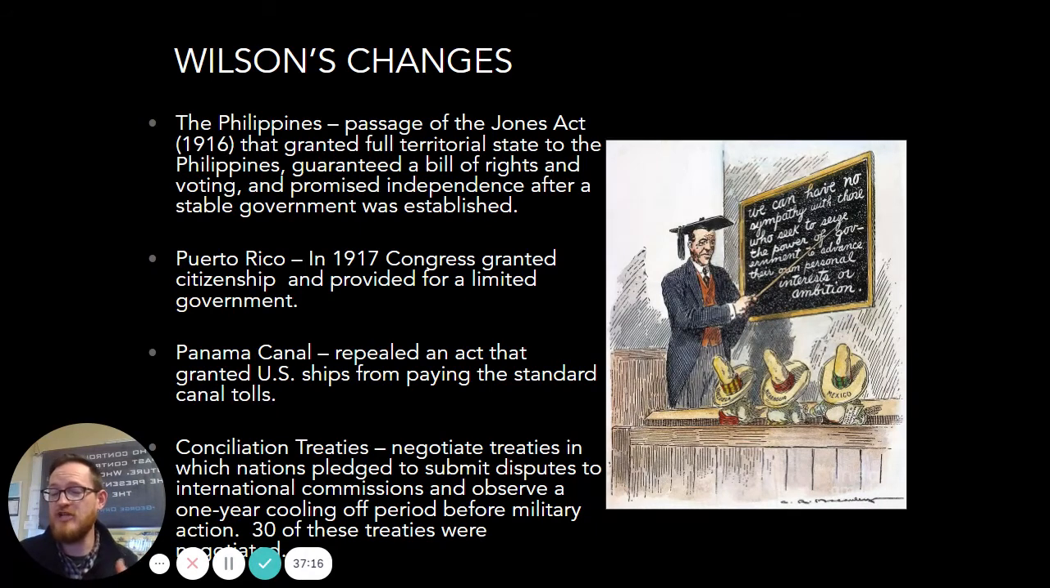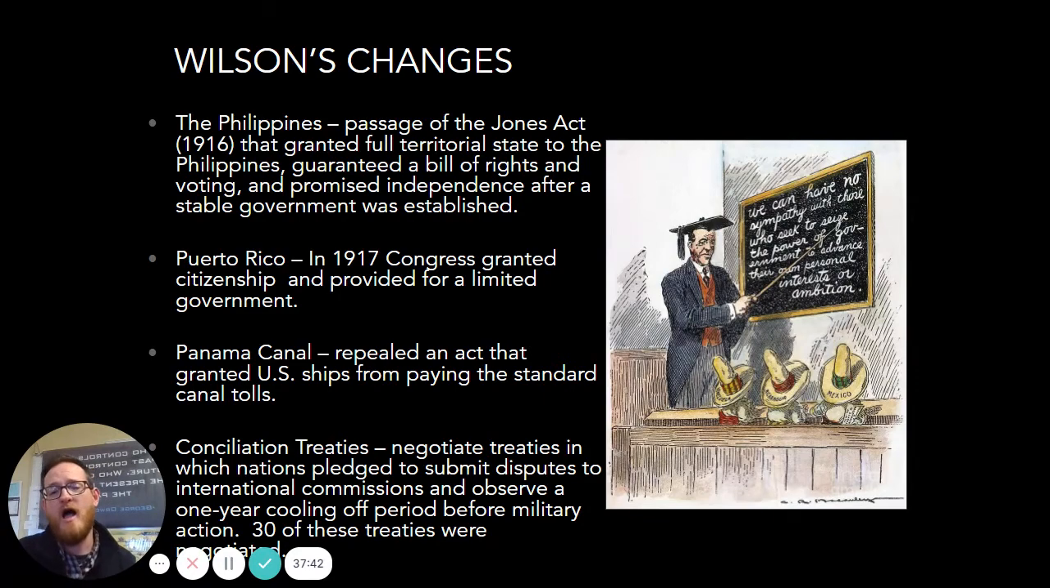So what are going to be some changes that Wilson would make? With the Philippines, he would sign the Jones Act that granted full territorial status to the Philippines, which gave them a Bill of Rights, voting, and promised independence once they created a stable government. So the Philippines would be good about that. That's something that they had wanted. Puerto Rico, in 1917, Congress would give Puerto Rico citizenship and provide for a limited government there.